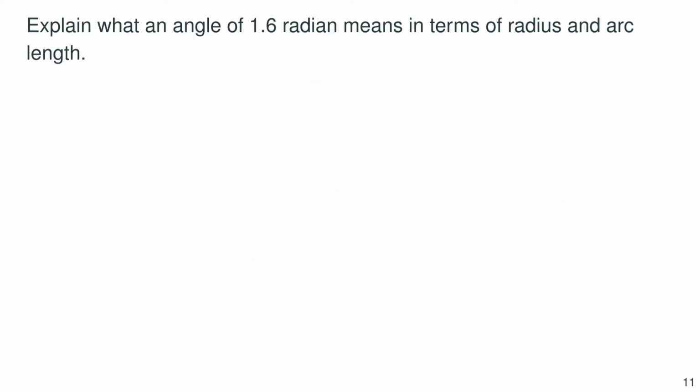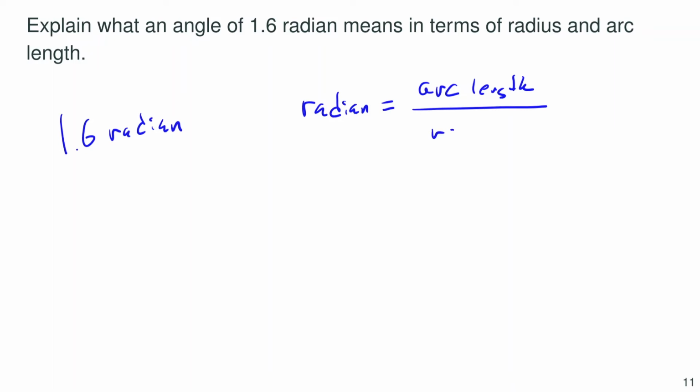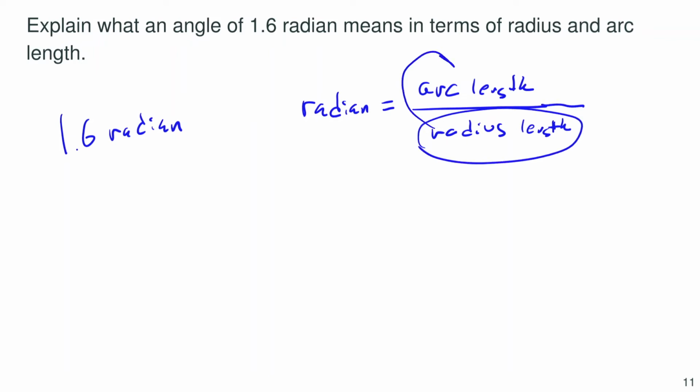Explain what an angle of 1.6 radian means in terms of radius and arc length. So the angle is 1.6 radian. If you want to think strictly in terms of the equation, we know that radian is arc length divided by radius length. We want to think a little more about this. This means how many times does the radius length go into the arc length? And that's what dividing means.